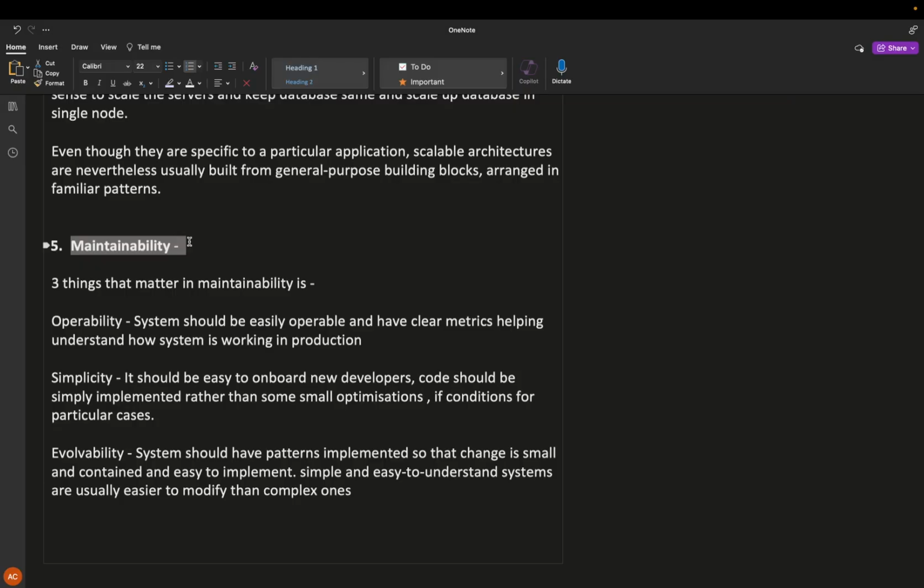The second thing we want is simplicity, right? Developers come and go, but our code should be written in a way that it is easy to onboard new developers. Code should be simply implemented rather than having some small optimizations. We shouldn't put very small optimizations for a specific case. We should always try to generalize it if it is not very much needed, or if the optimization is very small. And if conditions should be avoided, right? If conditions can be replaced by better design patterns.